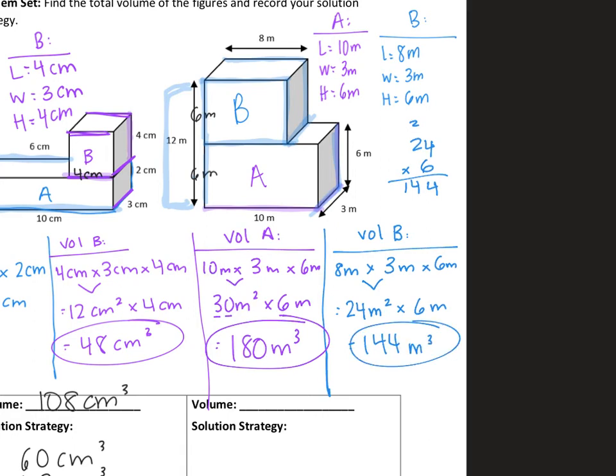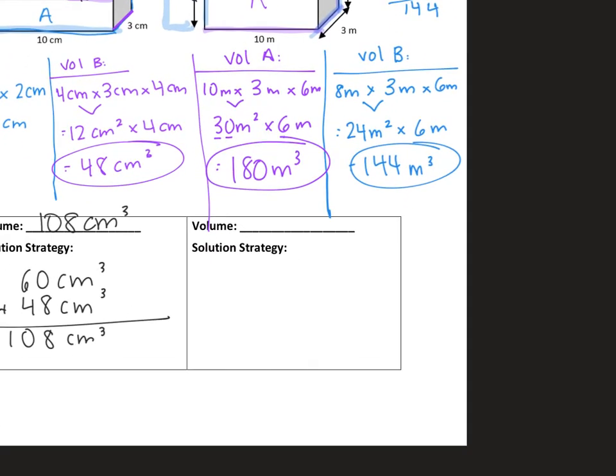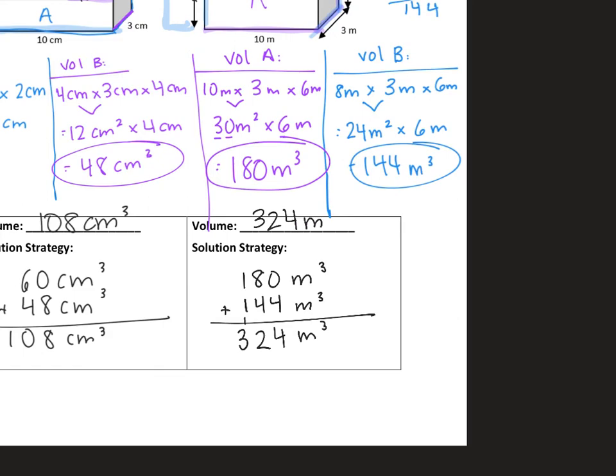All right, so remember, I'm not done yet because I have to now find the total volume of prism A and prism B. So to do that, I'm going to come down here and I'm going to add 180 cubic meters and 144 cubic meters. And when I add that together, I'm still going to get cubic meters. 4 plus 0 is 4. 8, 9, 10, 11, 12. And 1, 2, 3. That gives me a total of 324 cubic meters.